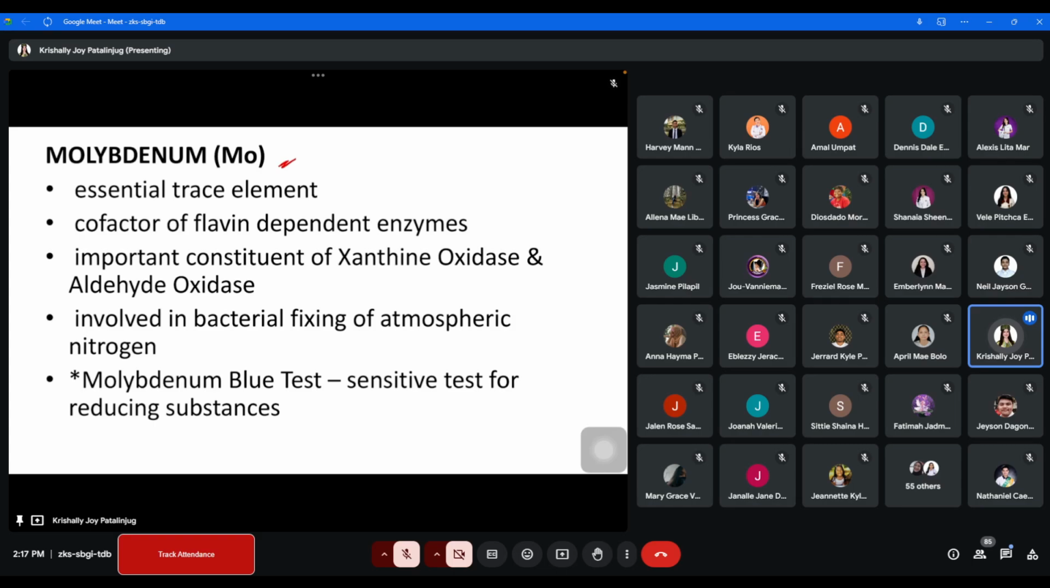And then molybdenum, another essential trace element. It is a cofactor for flavin-dependent enzymes, and an important component of enzymes such as xanthine oxidase and aldehyde oxidase. For its identification test, we have the molybdenum blue test. The reagent used for this test contains molybdenum, and the test is used as a sensitivity test for reducing substances. So that is the use of the molybdenum blue test.